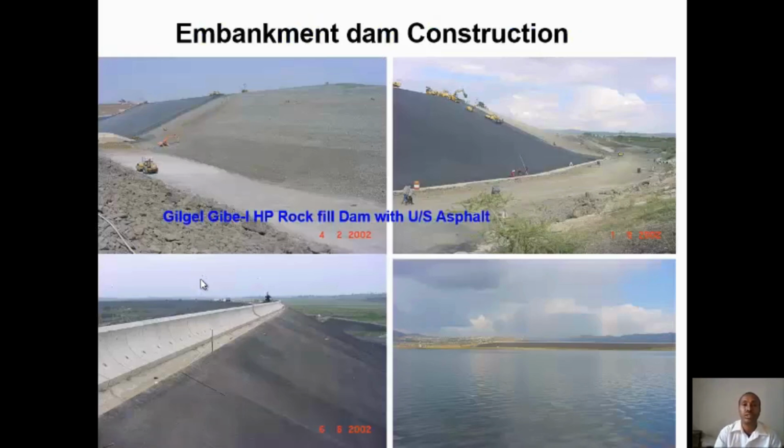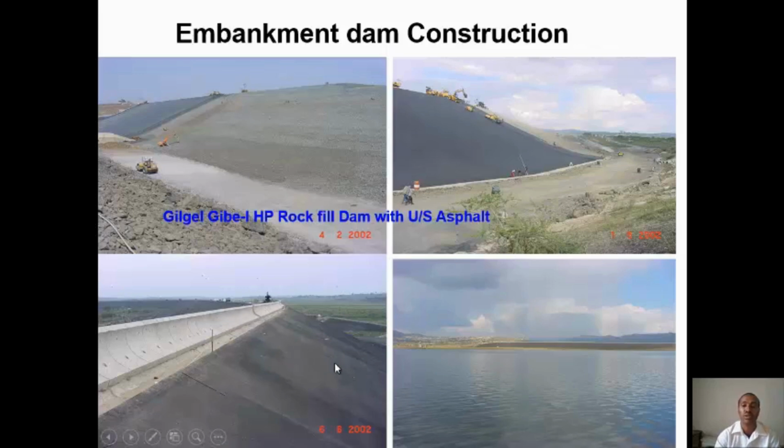Okay. So I think the next one is embankment dam construction, just to show you a picture of an upstream slope. This is the Gilgel Gibe 1 hydropower rockfill dam with upstream asphalt. So asphalt is being constructed on this upstream face. I think once you complete it, you can get it like this. This is the parapet wall at the crest of the dam. Vehicles may go along, so you have to put a parapet wall.